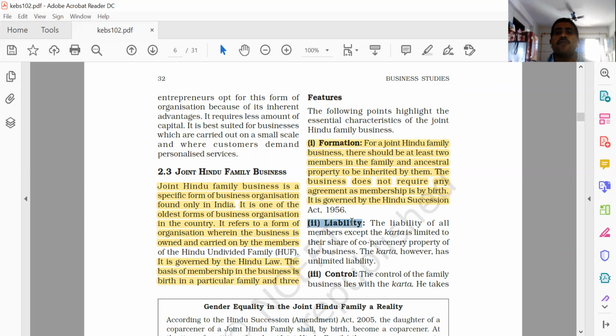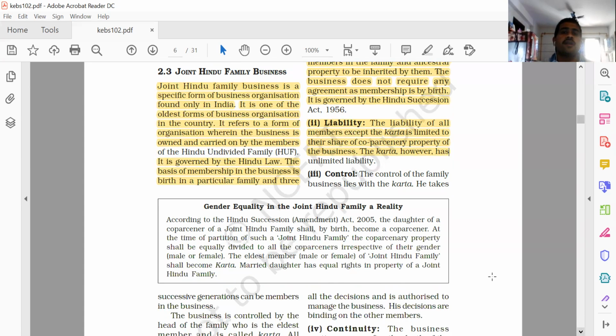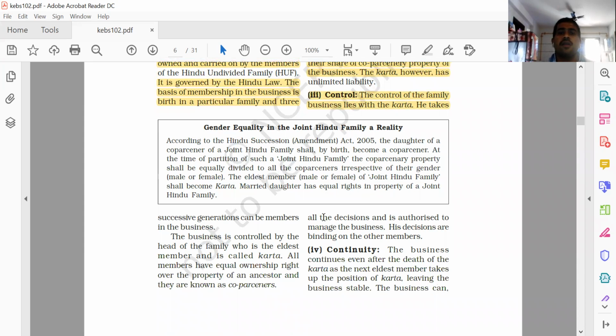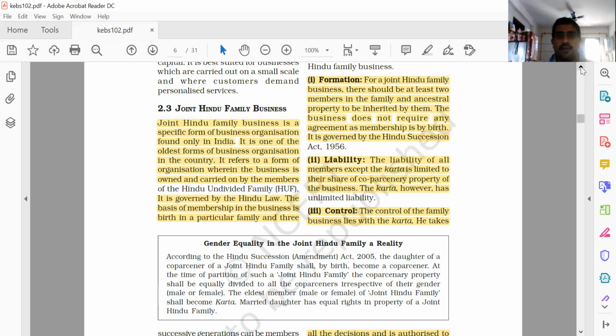Next is the liability. The liability of the member except the karta is limited to the share of the co-parcenary property of the business. उनका ही हाथ में सारा अधिकार रहता है। But कर्ता has one problem, liability क्या रहता है उसका? Unlimited। Control, full control किसके हाथ में रहता है? कर्ता। The control of the family lies with the कर्ता. He takes all the decisions to manage the business. His decisions are binding on the other members. उसी को खुद वही सब कुछ काम करता है.